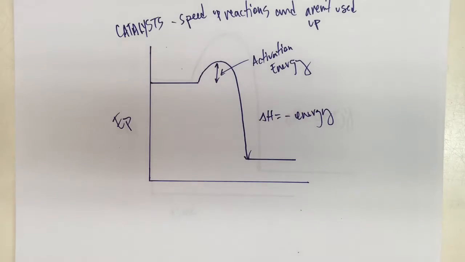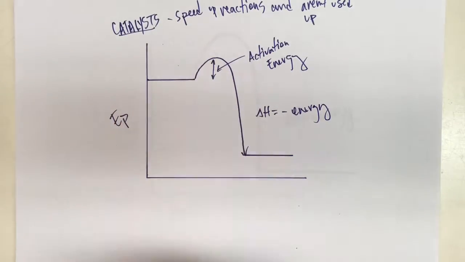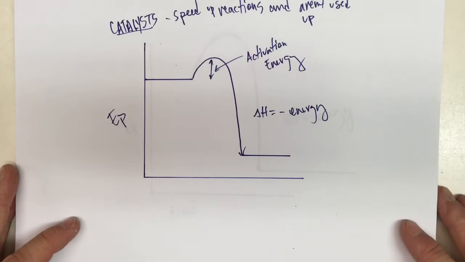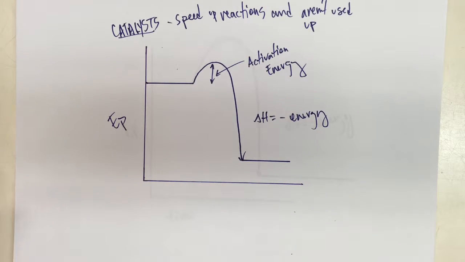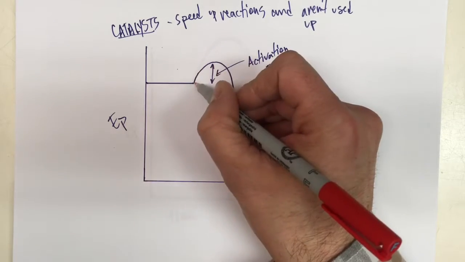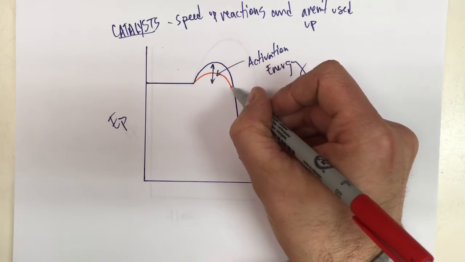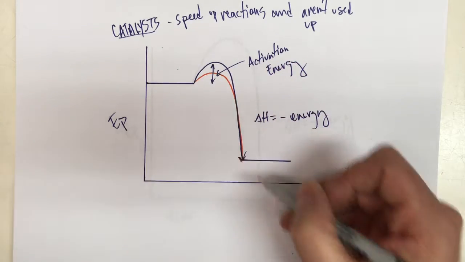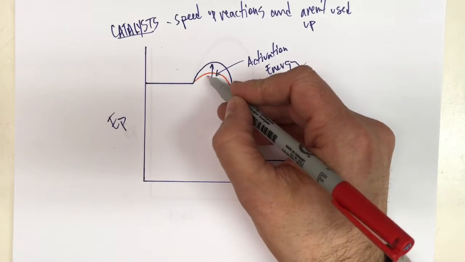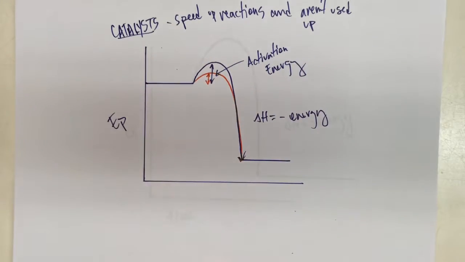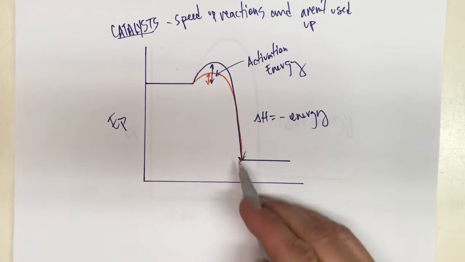But catalysts are chemicals that are added to a reaction to speed it up. So when we did our esterification lab, we added an acid catalyst, and the catalyst isn't used up. We've got the acid at the end of it, but it reduces the activation energy. A typical catalyzed reaction will have a curve that goes like this, and the activation energy is much lower for the catalyzed reaction.